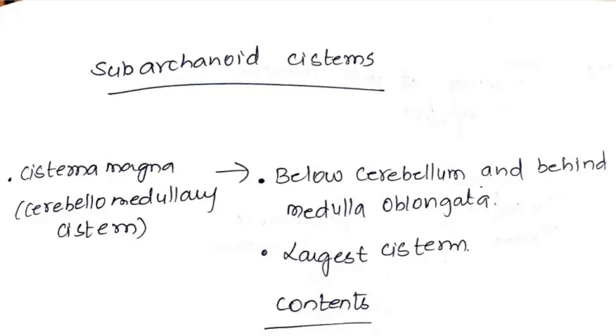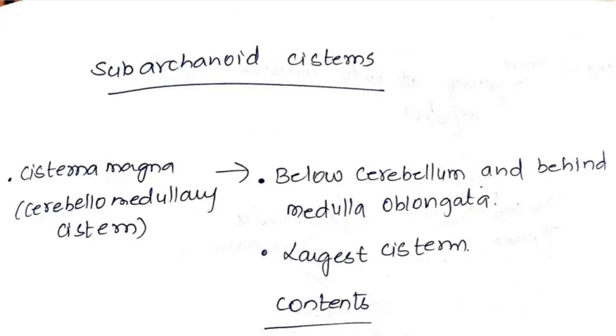So today we'll be discussing the subarachnoid cisterns of the brain. First of all, what are the coverings of the brain? The brain is covered by three layers: dura mater, arachnoid mater, and pia mater. Pia mater is densely adherent, like it is loyal to the brain. It is closely adherent to all the gyri and sulci of the brain.